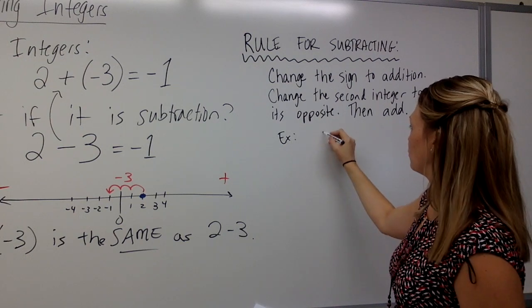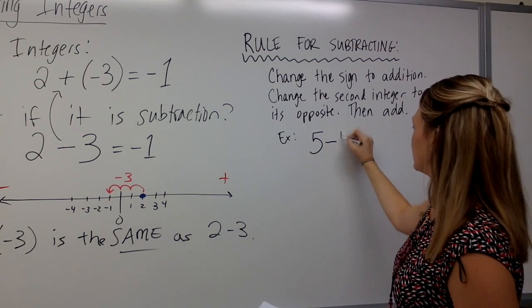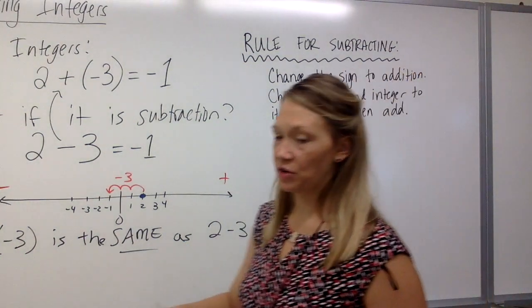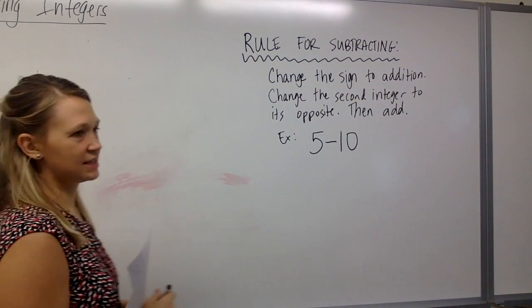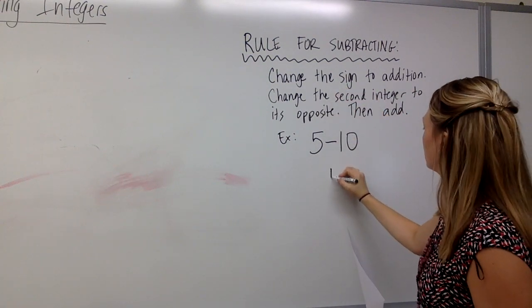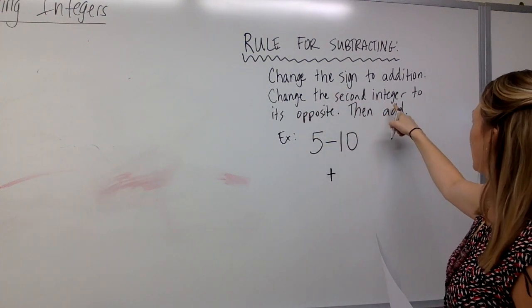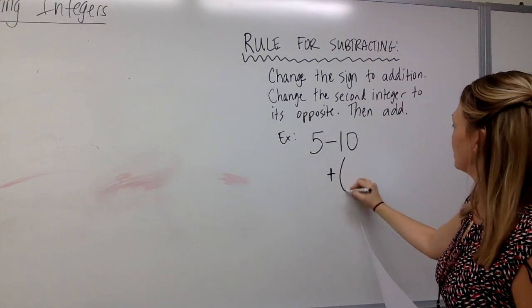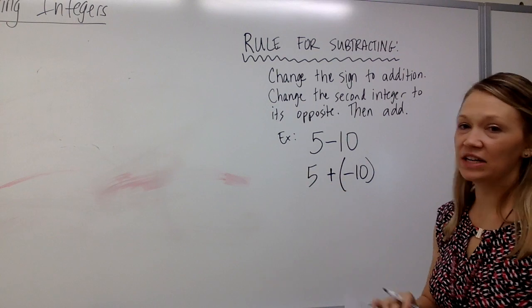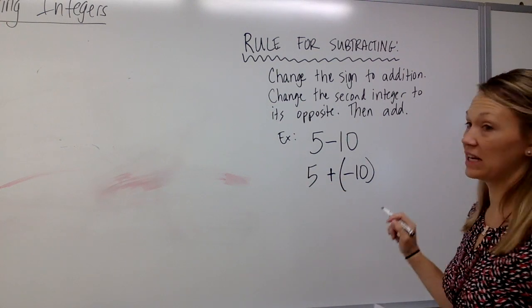What if I give you 5 minus 10? 5 minus 10. Pause and do that in your notebook. 5 minus 10. Okay, so if I change the sign to addition, and I change the second integer to its opposite, I have an addition problem. Can you do 5 plus negative 10?